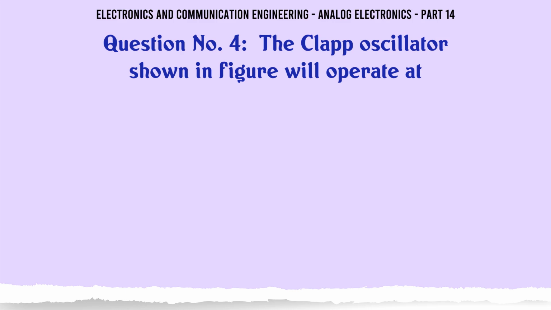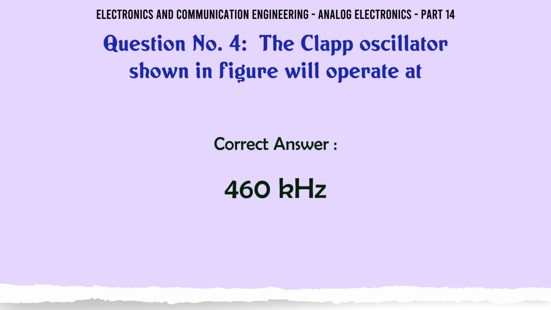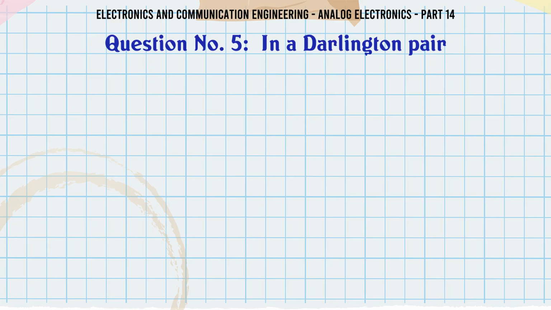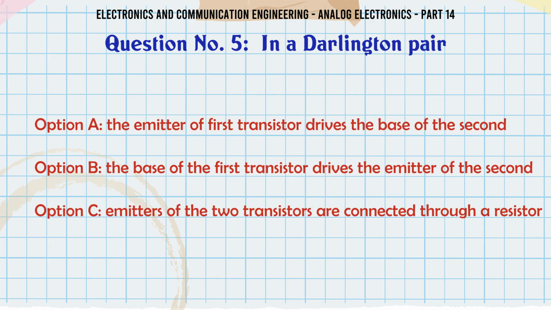The Clapp oscillator shown in figure will operate at A, 4.6 kHz; B, 46 kHz; C, 460 kHz; D, 4600 kHz. The correct answer is 460 kHz.